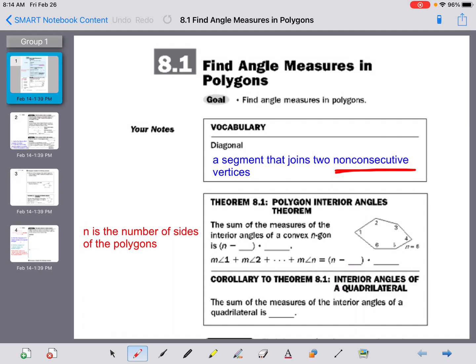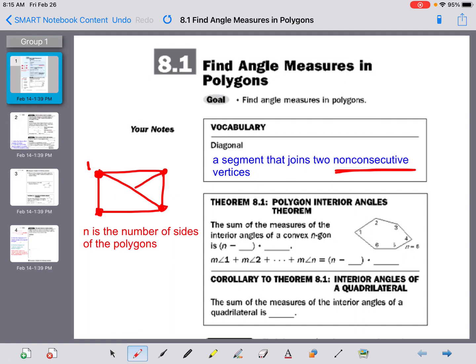Okay, non-consecutive, consecutive comes one right after the other. So non-consecutive means a vertex that comes after a different one, but not the one beside it. So to start with something like a rectangle, here's a vertex, here's a vertex, here's a vertex, and here's a vertex. So if I want a diagonal, I can't take this vertex number one and go to the one beside it to the right or to the bottom because those are consecutive. So a diagonal goes from the first one over here across to this one that's not consecutive.